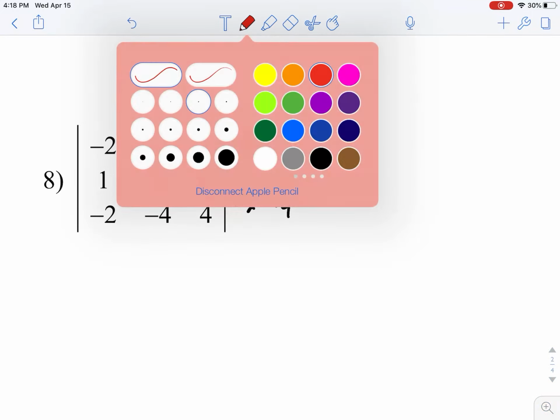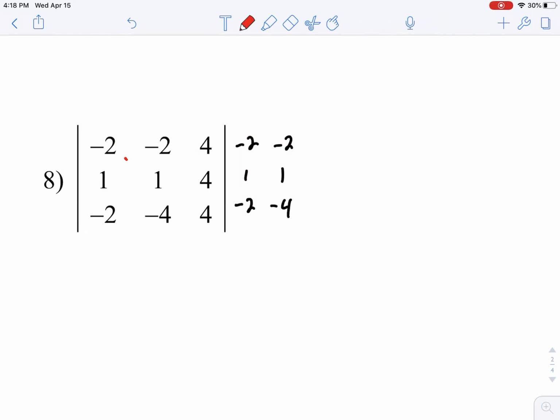Let me change colors. I like the way the red stands out when I do this. So downward diagonal here. Negative 2 times 1 is negative 2 times 4 is negative 8. Negative 2 times 4 is negative 8 times negative 2 is positive 16, so that's plus positive 16. 4 times 1 is 4 times negative 4 is negative 16, so plus negative 16.